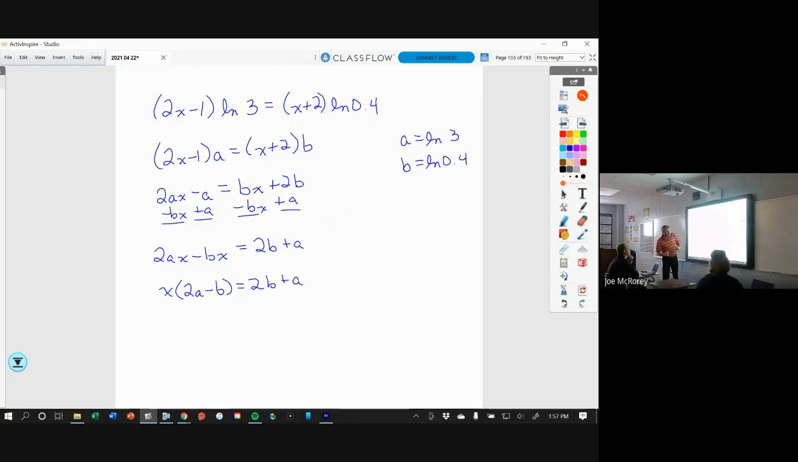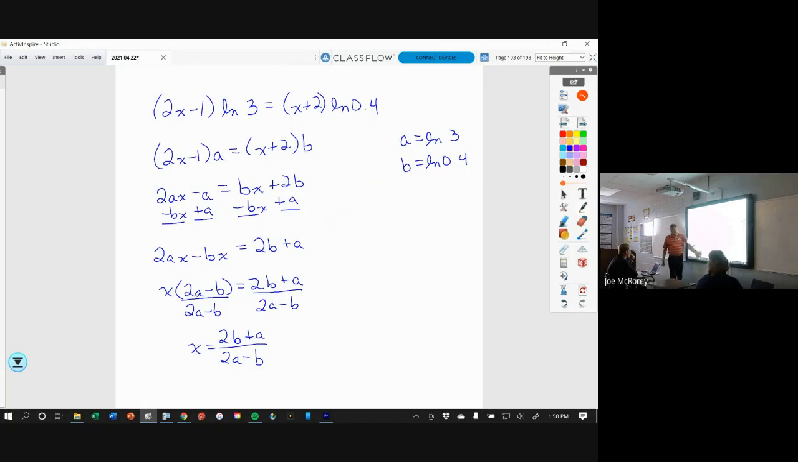That negative bx that you subtracted from 2ax, where did that go? You subtracted bx from 2ax, so it went right where the minus is, in the parentheses, minus b. Okay, never mind. Divide both sides by 2a minus b. I get x equals 2b plus a over 2a minus b. That's a b. Y'all good with that?